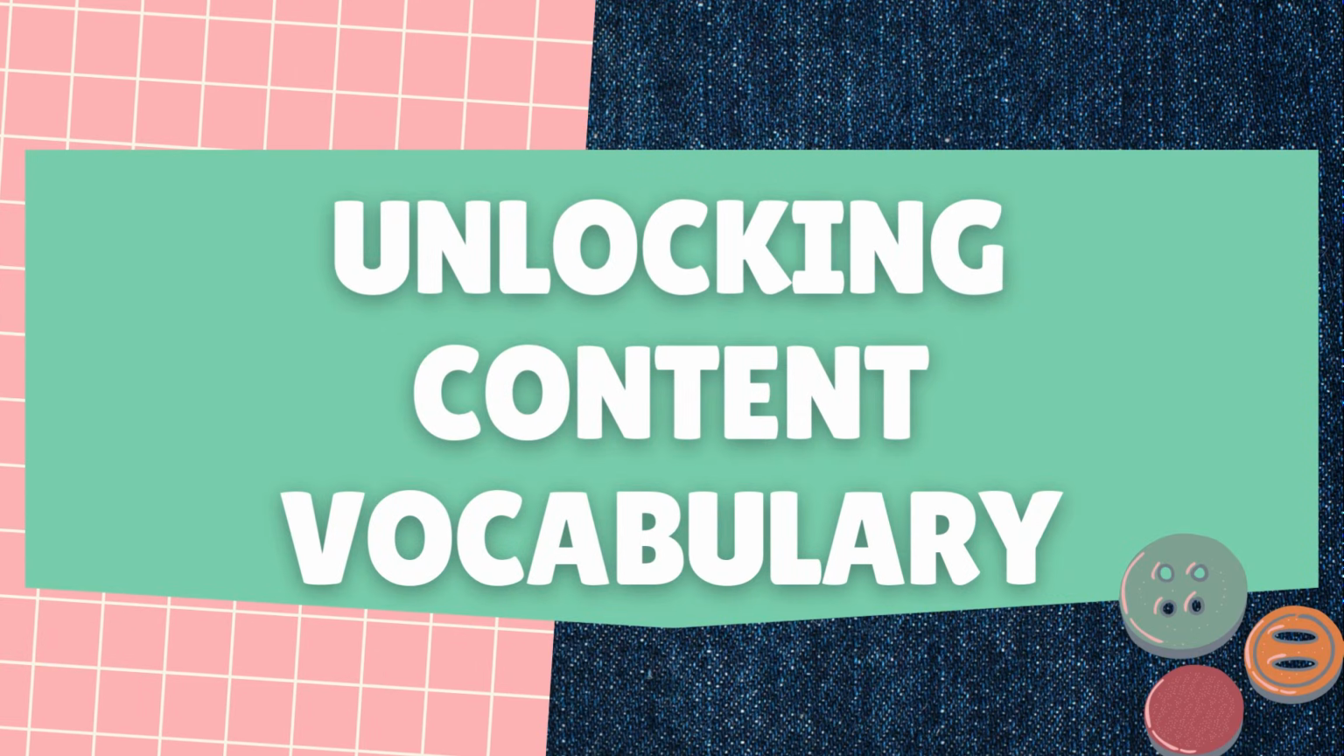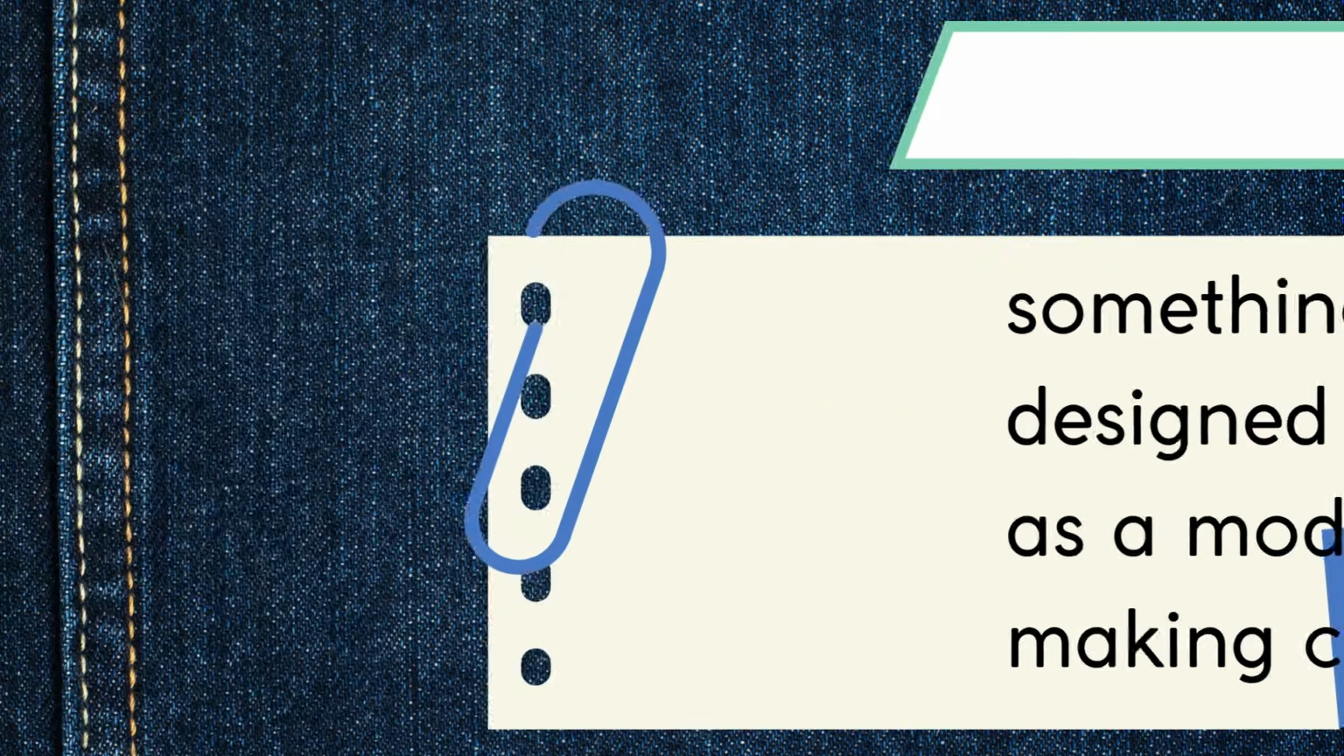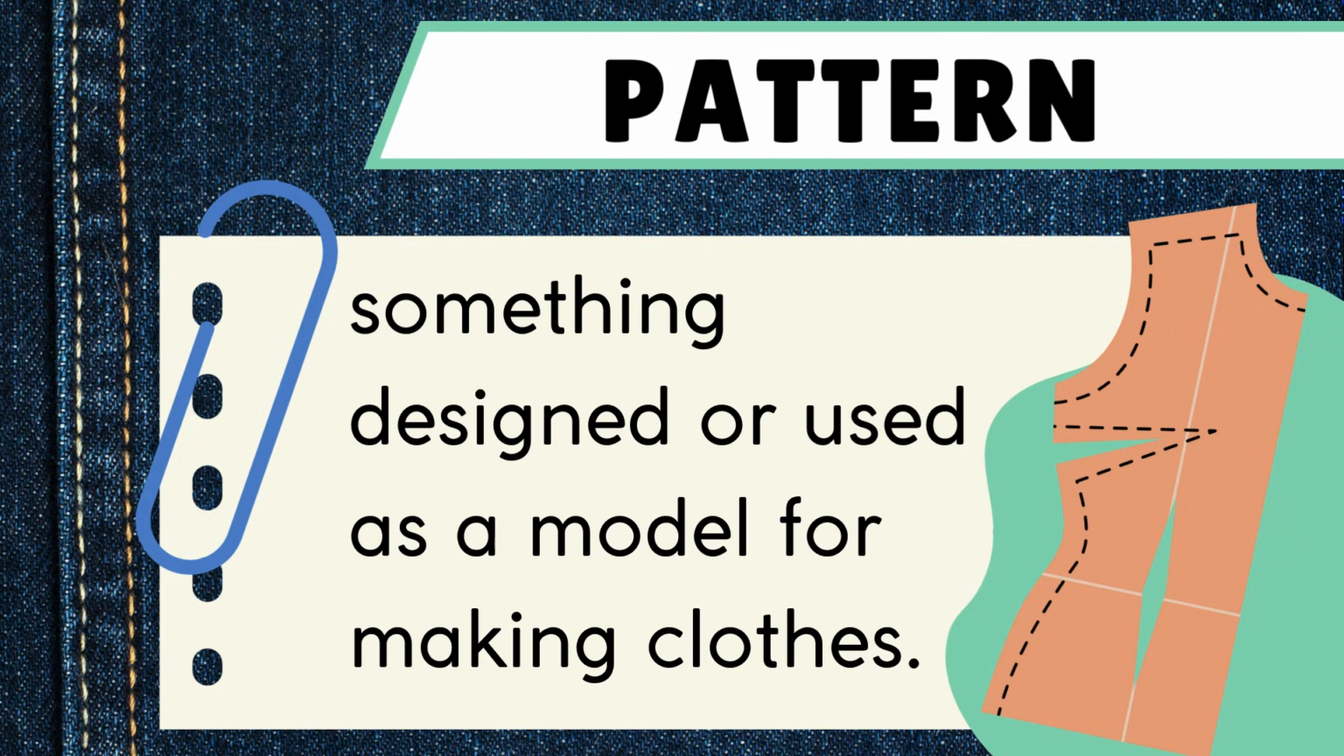Unlocking content vocabulary. Let's understand some important words we will be using in this lesson. Pattern. Something designed or used as a model for making clothes. A pattern is like your blueprint or map when sewing. It shows exactly what shape your fabric should be before stitching. If you follow the pattern correctly, your garment will come out nicely, just like the design you planned.